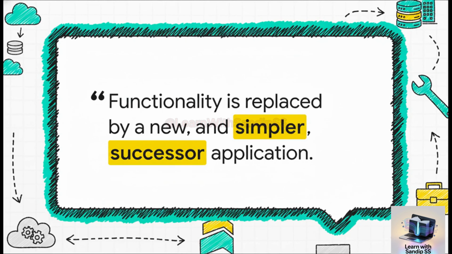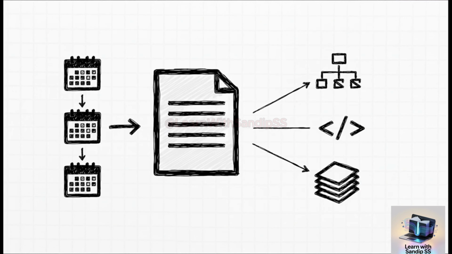But here's the most important part to understand. It's not just about SAP taking things away. It's about strategic replacement. The whole point is to replace older, sometimes clunky functionality with something new, something simpler, something better. And the simplification list doesn't just tell you what's gone, it tells you what the new shiny successor application is.